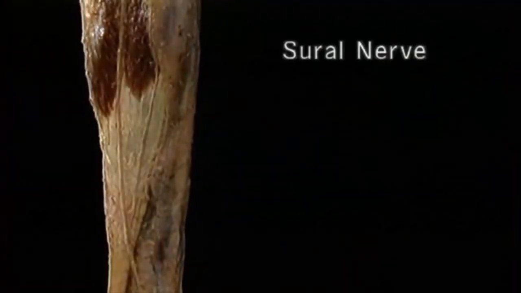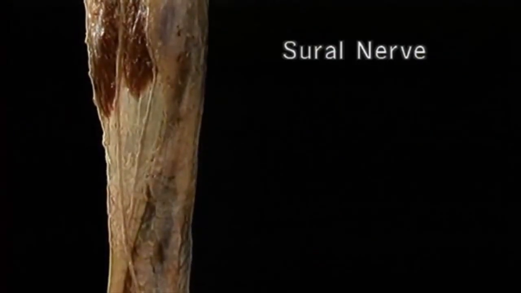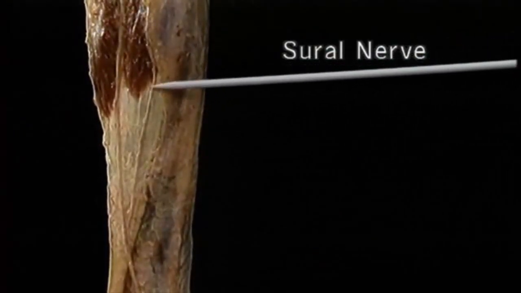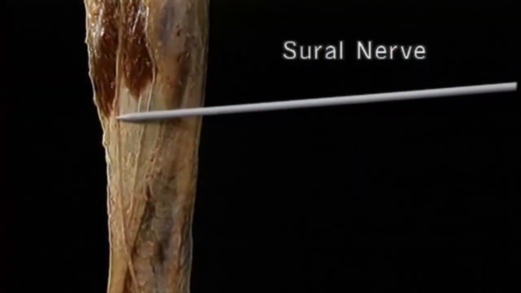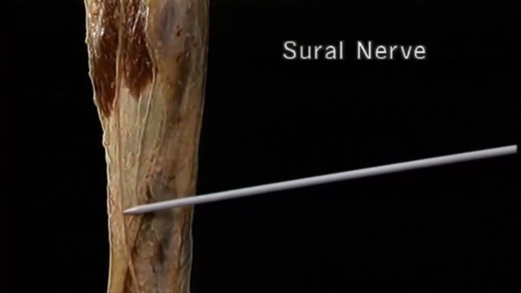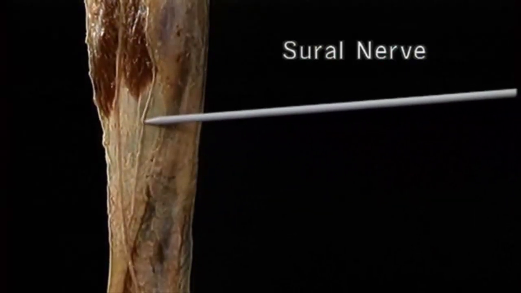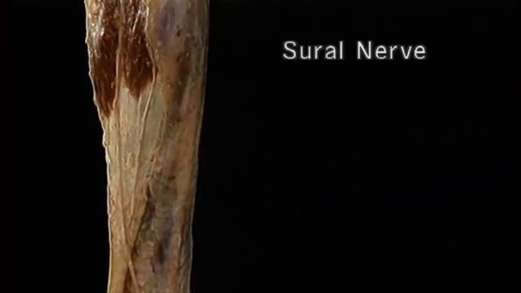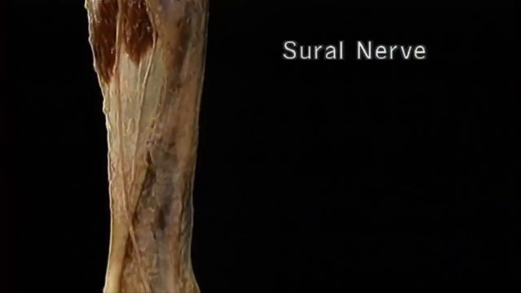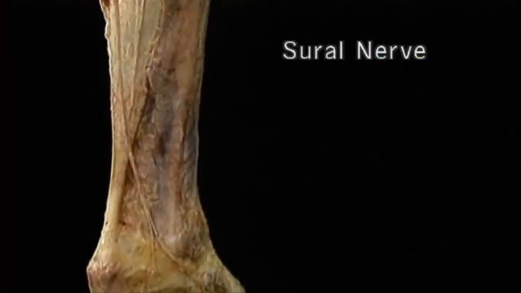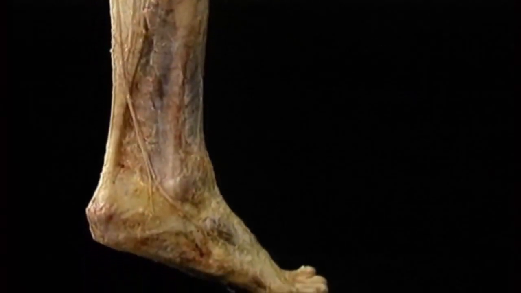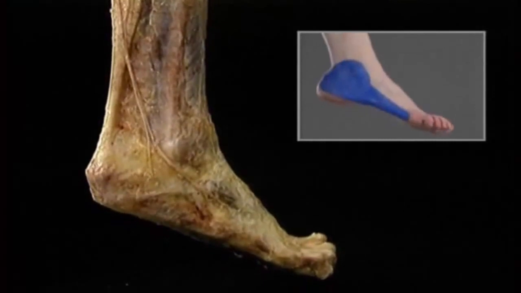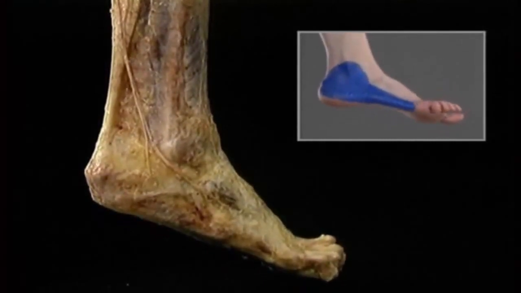The sural nerve, which runs down the back of the leg, is formed by two nerves which join together. One is the medial sural cutaneous branch of the tibial nerve. The other is the sural communicating branch of the common peroneal nerve. The sural nerve runs down the lateral side of the ankle, behind the lateral malleolus. The sural nerve supplies sensation to a variable area along the lateral side of the foot.